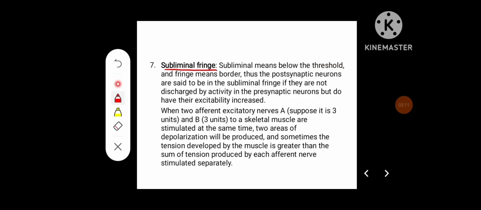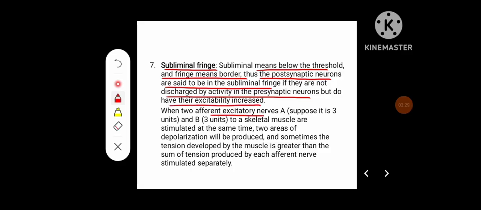Subliminal fringe. Subliminal means below the threshold and fringe means border. Thus, the postsynaptic neurons are said to be in subliminal fringe if they are not discharged by activity in the presynaptic neurons but do have their excitability increased.